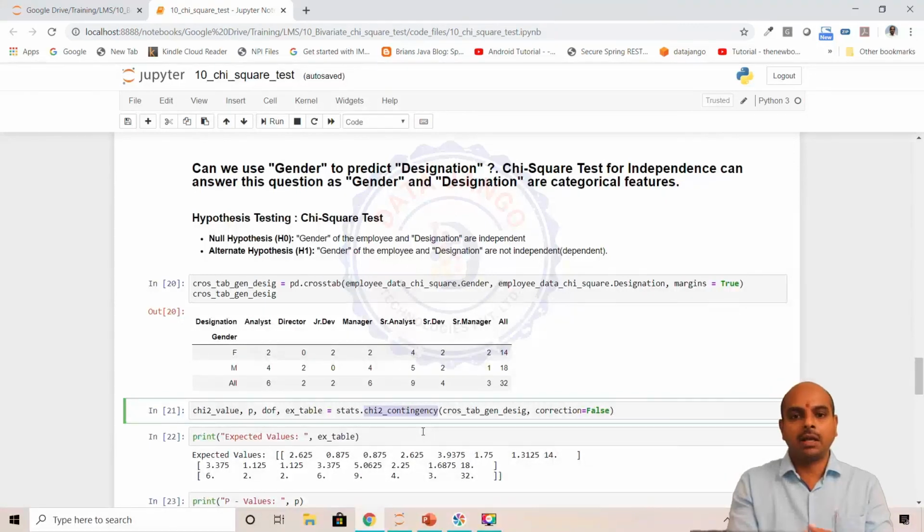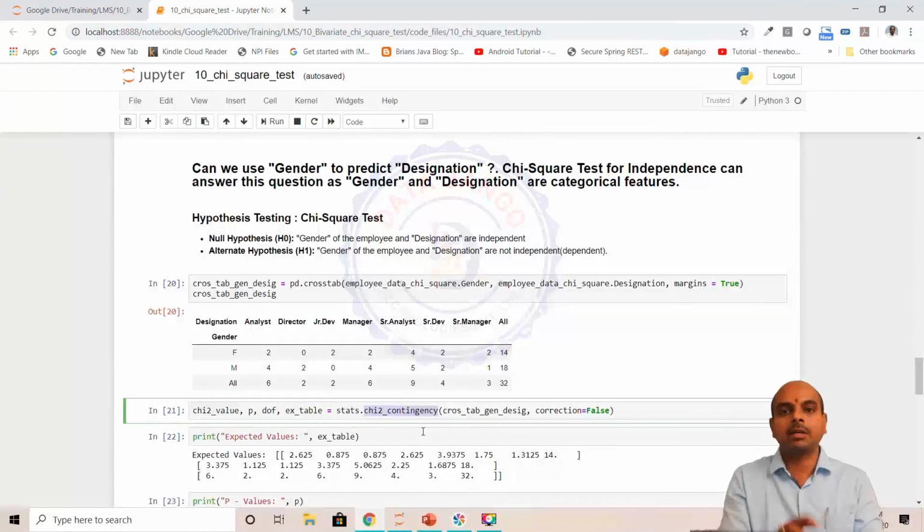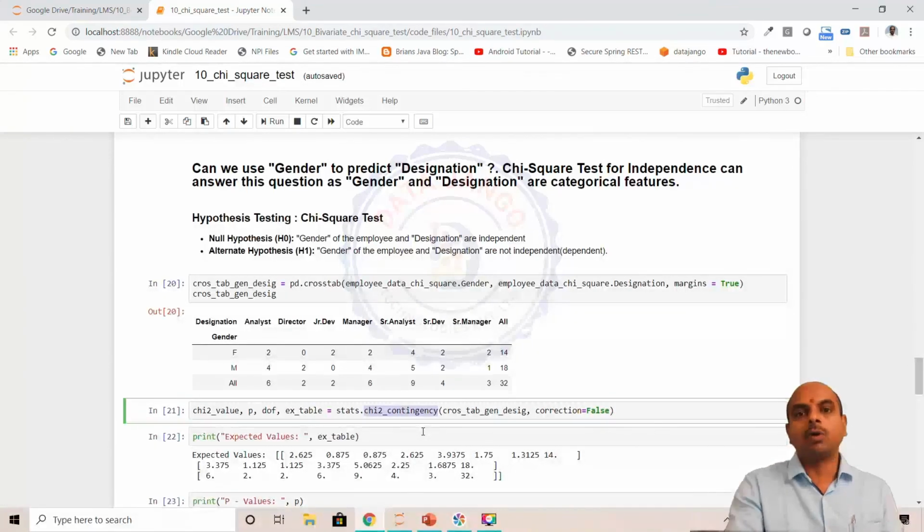And in the next session, we will understand how to do the chi-square test when there are 2 categorical columns and the input feature has more than 2 categories. We will understand that. Thank you.